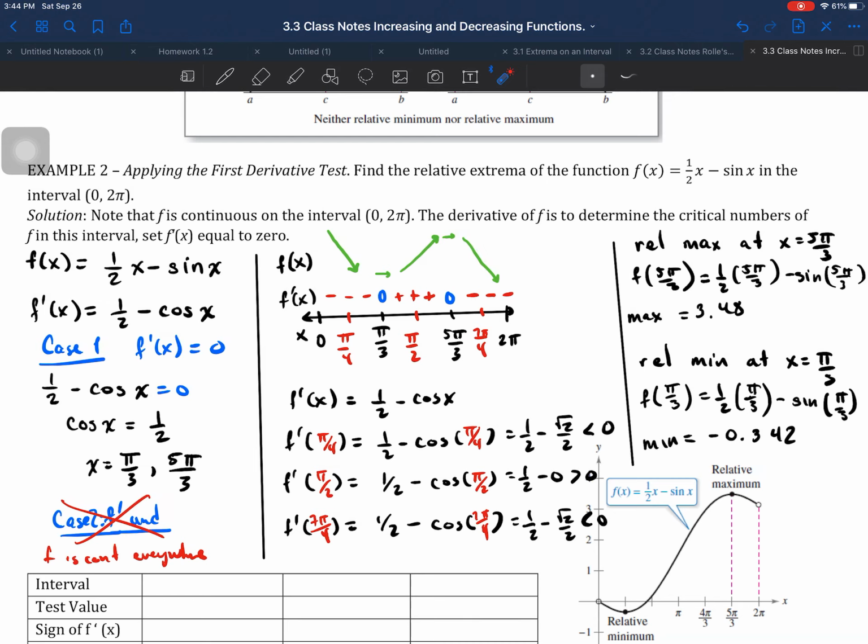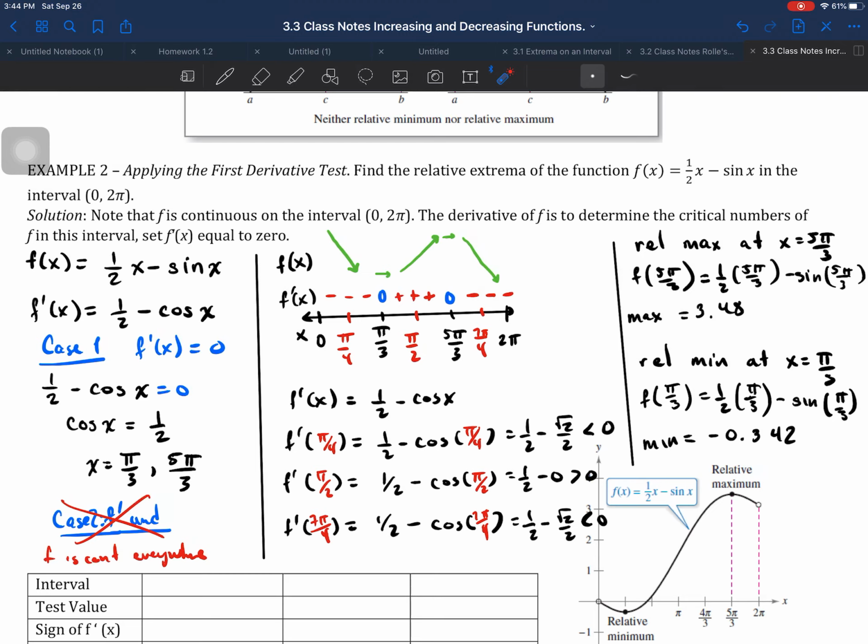Now what we need to do here is we actually do have to find the relative extrema. That means we actually have to find the y component. We know where the relative extrema happens, but we don't know what the actual relative extrema is. For that we have to find the y value. So how do we find the y value? Once you know the x value, plug it into the function, and so that's what I did up here.